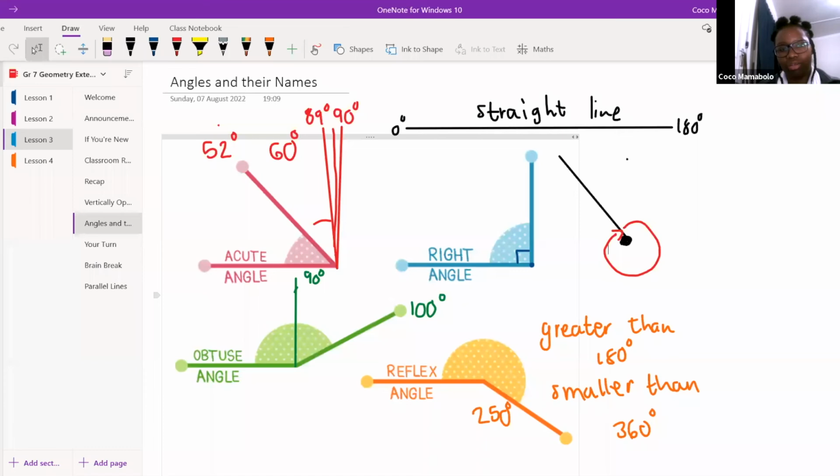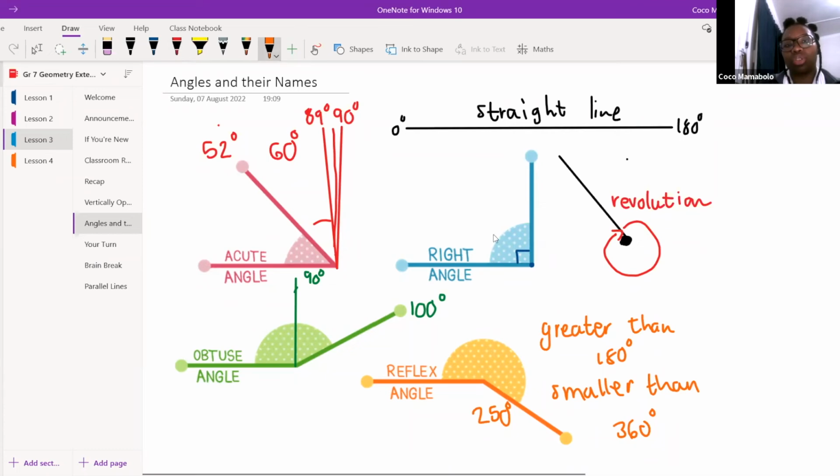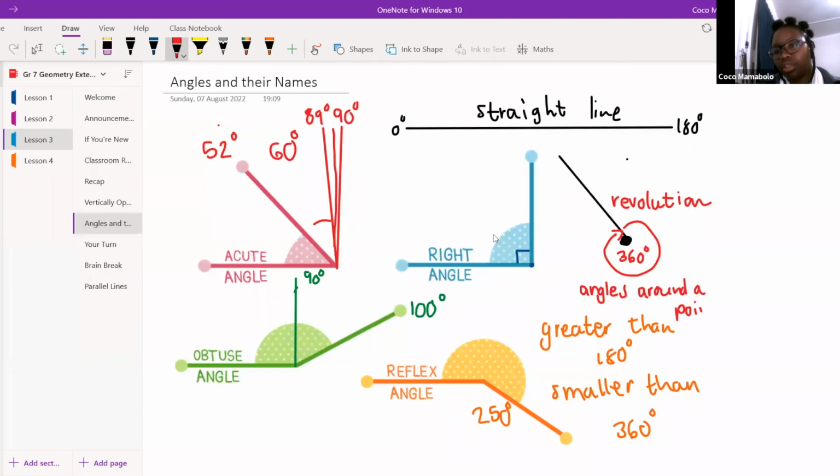How much is that angle that goes all the way around? It's a revolution. We call it a revolution, but how much is it equal to? How many degrees? Masichaba, you're absolutely correct. It's equal to 360 degrees. So this whole thing all the way around is 360 degrees. And we also call this angles around a point. So 360 degrees is a revolution or angles around a point. I hope you guys can remember that.